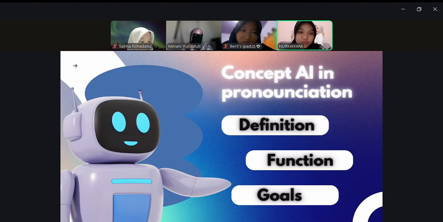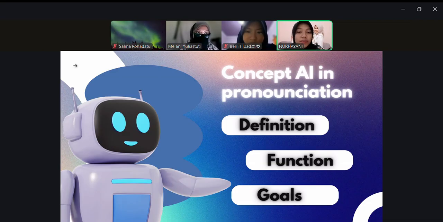So, guys, to give a simple example, when a learner mispronounces a word, an AI-powered application like Duolingo can immediately correct them and provide a chance to repeat. Intelligent assistants such as Alexa or Google Assistant can also serve as conversation partners, offering real-world practice in spoken interaction.